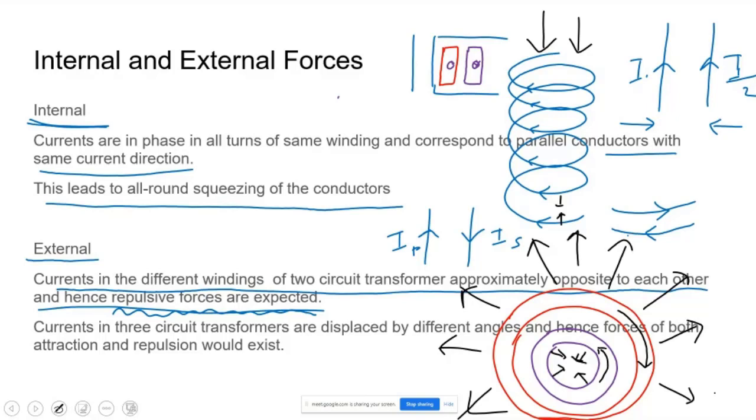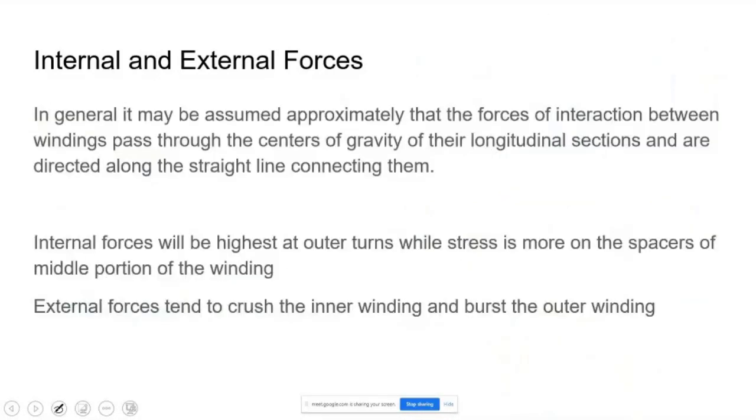But in a two winding transformer where primary and secondary are there, it is radial force only, and radially they will be repelling each other. So the outer winding will experience an outward force, and the inner winding a radially inward force. Is it clear? Yes, sir. I hope it is clear. If you have any questions, you can ask.